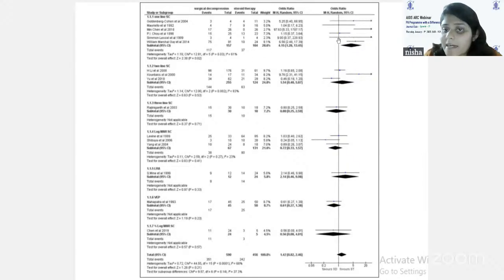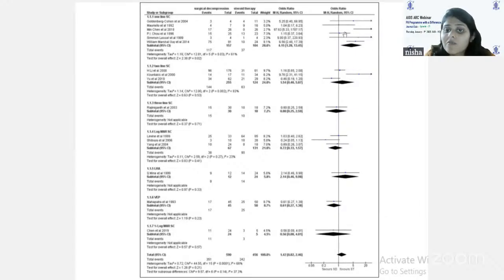And this final diamond is the pooled effect size. The central part of it gives the pooled effect size, whereas the width of the diamond suggests the pooled confidence interval. Now, how we normally interpret the forest plot is that if this diamond crosses the line of no effect, it means there is no statistically significant difference. However, here it lies on one side, and we can see at the bottom of the graph that the right side favors steroid therapy, whereas the left side favors surgical decompression.